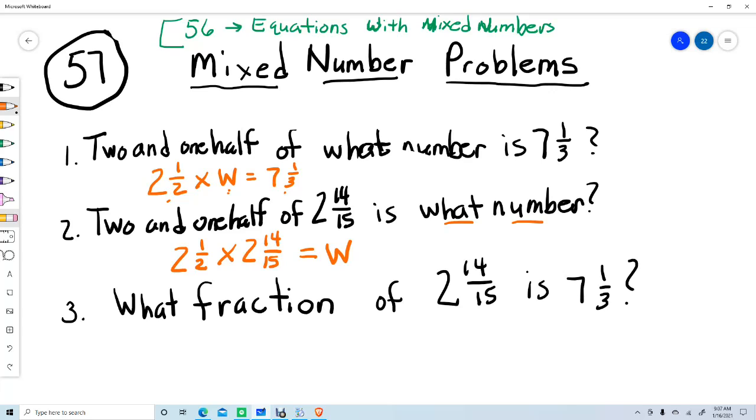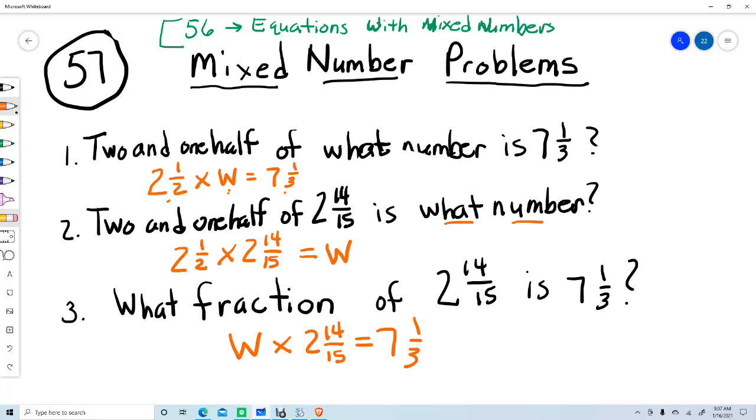In problem number 3, what fraction of, so we're looking for a mixed number there, of 2 14/15 is 7 1/3. All right, this is the toughest part, I feel. Part number 2, if you look at each problem, you're going to have to convert those mixed numbers, just like we did in lesson 56, to improper fractions. Once you get to that point, this is the same as lesson 56. It's just solving an algebra problem using the multiplication and division rules for equations.